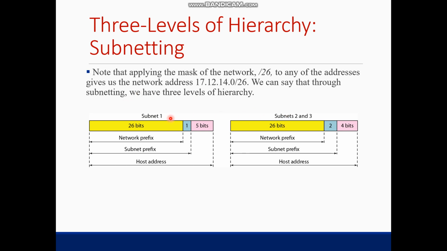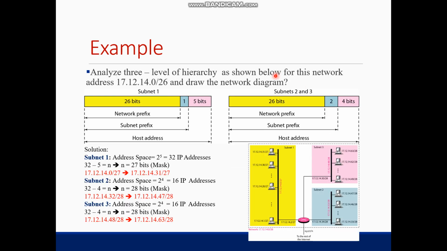Those blocks which belong to that organization are going to be called the network address, and only 4 bits remain for the host addresses, which are 16 different addresses for the individual hosts or devices. So in this example, we are analyzing the 3-level hierarchy as shown below for this network address, which starts at this one. This is the network address, and then we are going to draw the diagram.